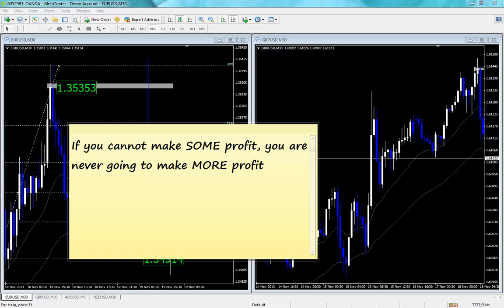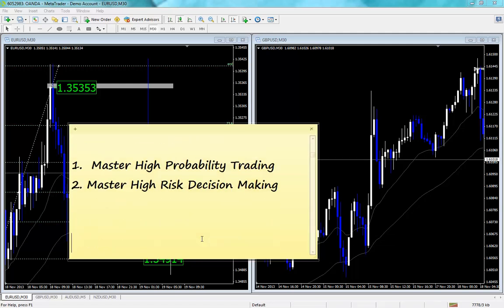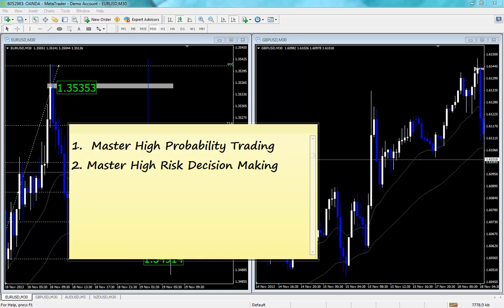So the goal is consistent profit, and there are two things that you need to be able to do in order to make consistent profit. And I think I have a note on that too. These are the two things. One, you need to master high probability trading. And two, you need to master high risk decision making. These are the two things that you need to learn to do in order to make consistent profit.